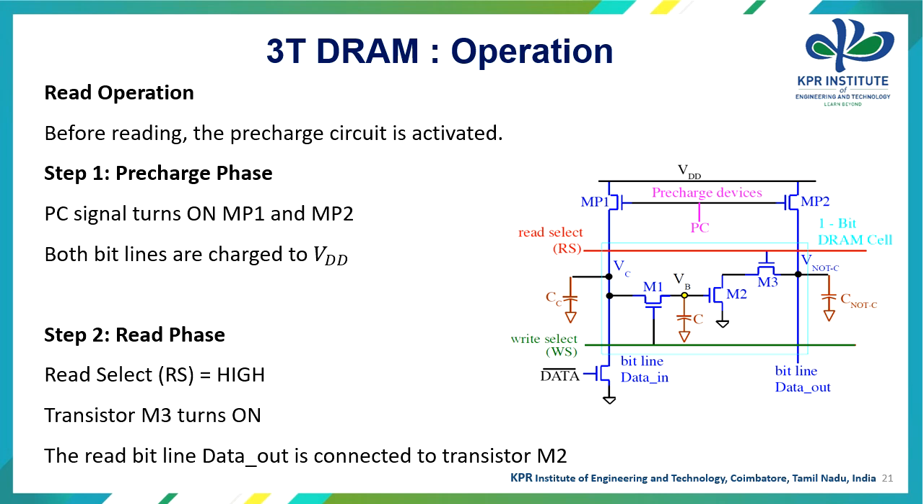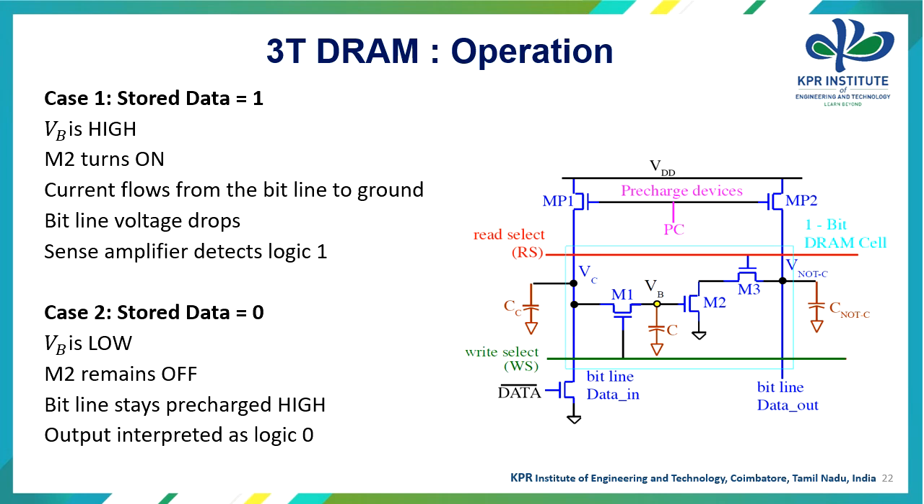Step 2 is the read phase. The read select, that is the RS line, should be high and the transistor M3 should be turned on. The read bit line data_out is connected to the transistor M2. Let us consider case 1, that is stored data equal to 1. If the stored data is 1, then the node VB will be high and the M2 transistor is turned on.